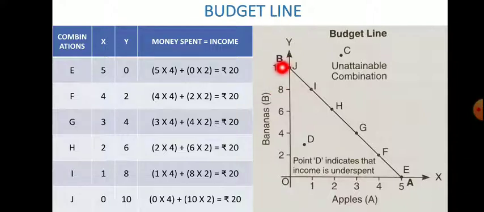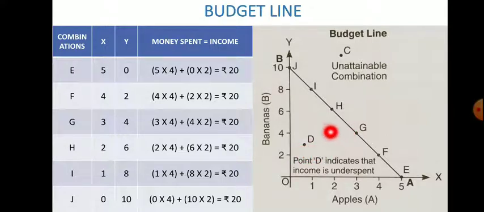Now if you draw a locus from all these points, you will get a straight line, and that line is nothing but the budget line. Now the consumer having this budget of rupees 20 can purchase or choose any combination, any point on this budget line, or he or she can also spend less than that, within the budget line.